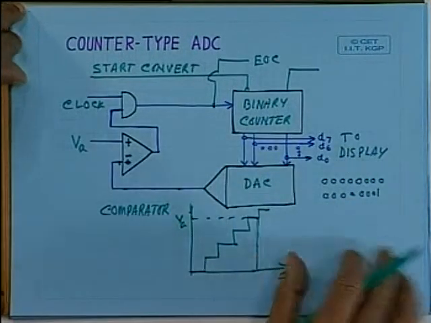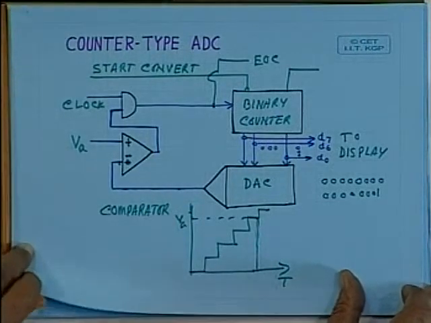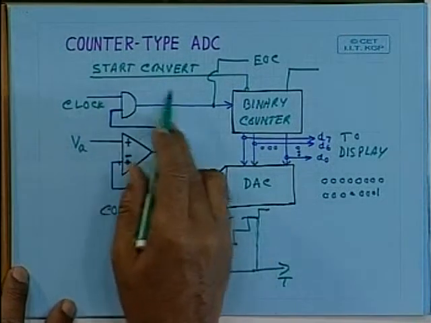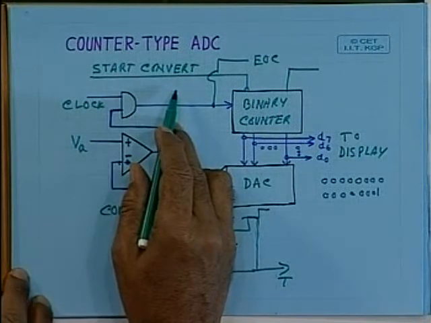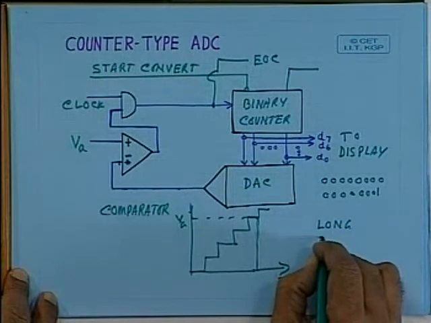So this is how this counter type analog to digital converter works. The main problem with this counter type AD converter is that the conversion time is long.